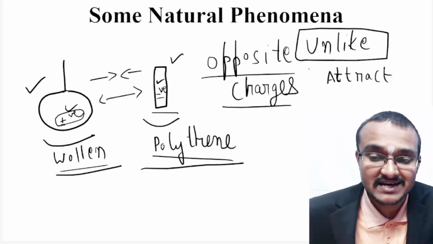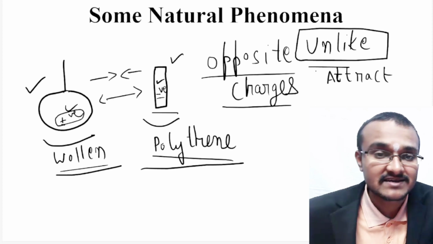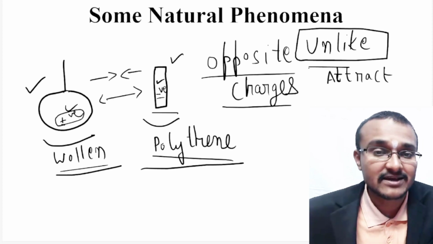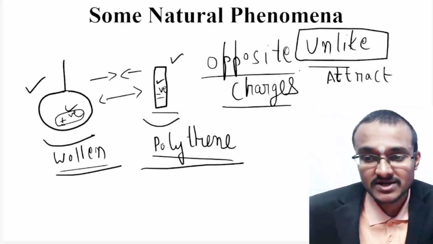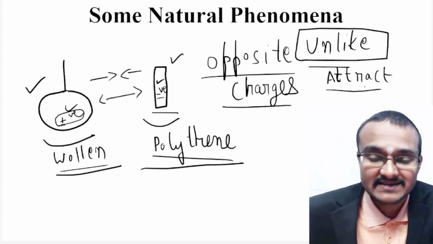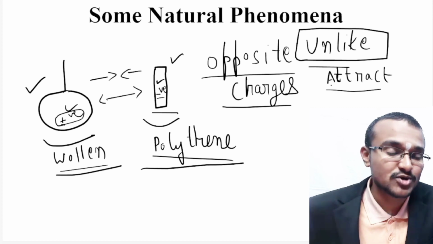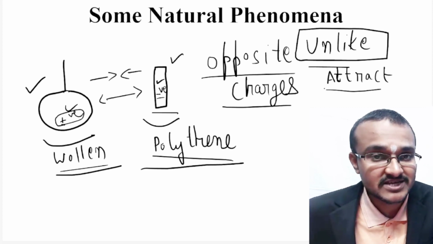So here actually charges are unlike. Here actually charges are not similar. They are opposite. They are unlike. They are different. Hence, different charges or unlike charges attract each other. So that's why positive charge attracts negative charge.